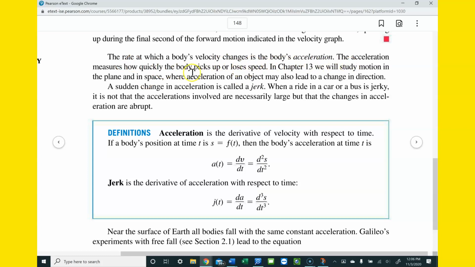In Chapter 13, we will study motion in the plane and in space, where acceleration of an object may also lead to a change in direction. All right, so I want you to kind of feel what position and velocity and acceleration feel like physically. Position is just where you are. Okay, so if you're riding in the truck and you pass by McDonald's, your position is McDonald's.